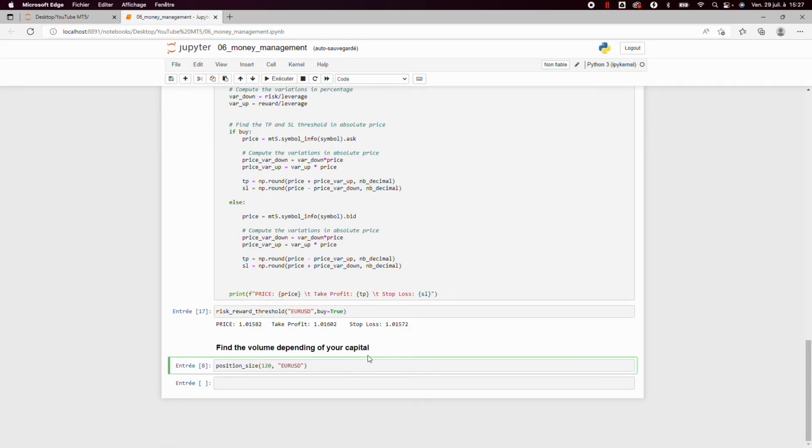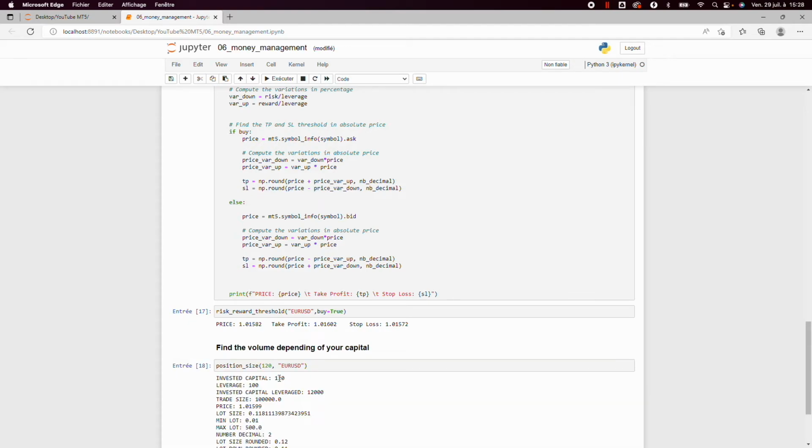And then you can also find the volume that you need to take depending on your capital. In the overlay, when you have your optimal take profit and stop loss, you can find the best volume you need to take depending on the capital you want to invest and the leverage of your account. So here, I will not explain this function, but you can find this function and many others in the MetaTrader 5 tutorial in the description. So for example, if I want to invest of my own capital $120 on the Euro USD, and if I have a leverage of 100, I will have an invested capital leverage of 12,000.